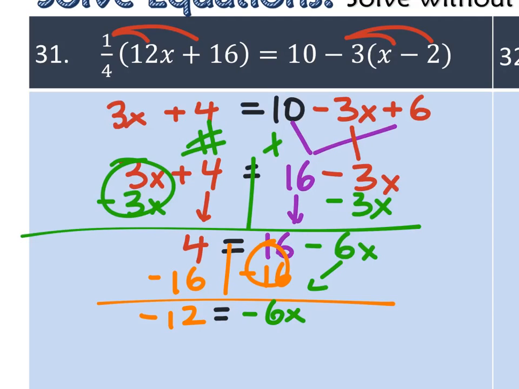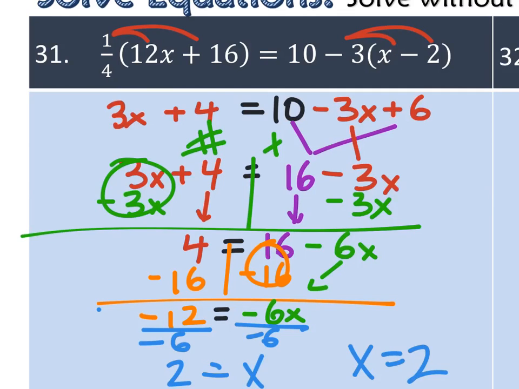And then finally, we'll divide both sides by negative 6 to make the coefficient of x a 1. So that's x equals 2. Now that's because I put the x's on the right. If you put the x's on the left, you'd get the same answer. It just looks like this. Even though it looks different, it's the same exact thing.